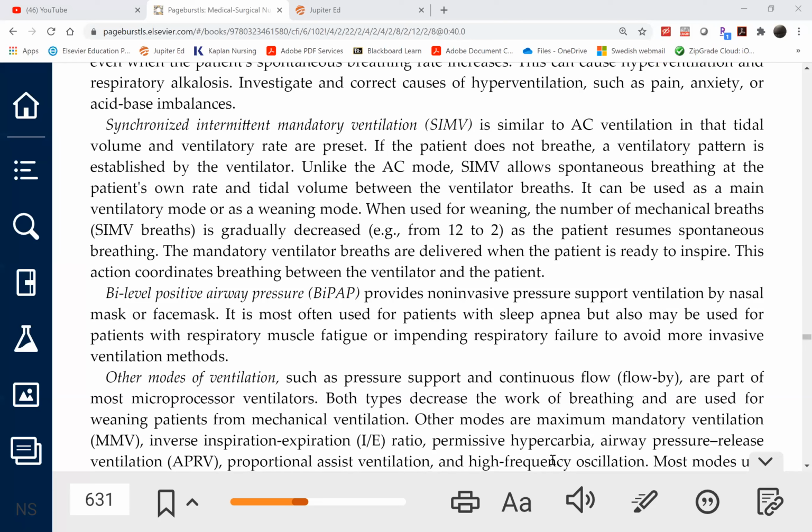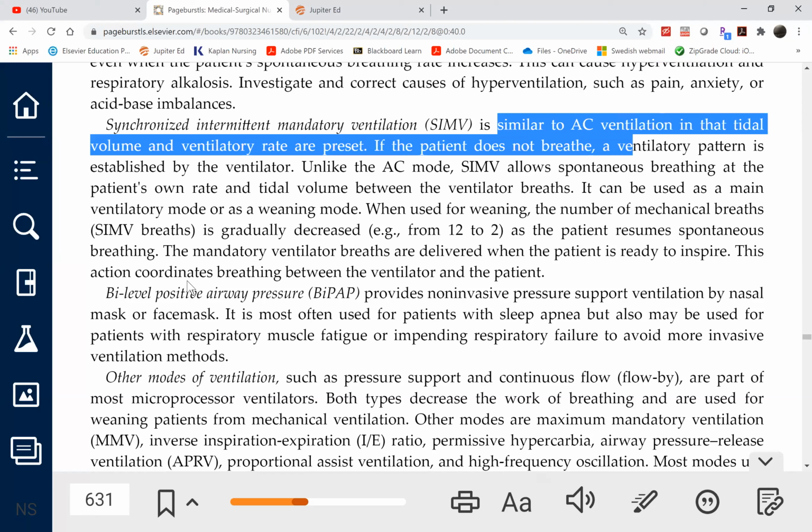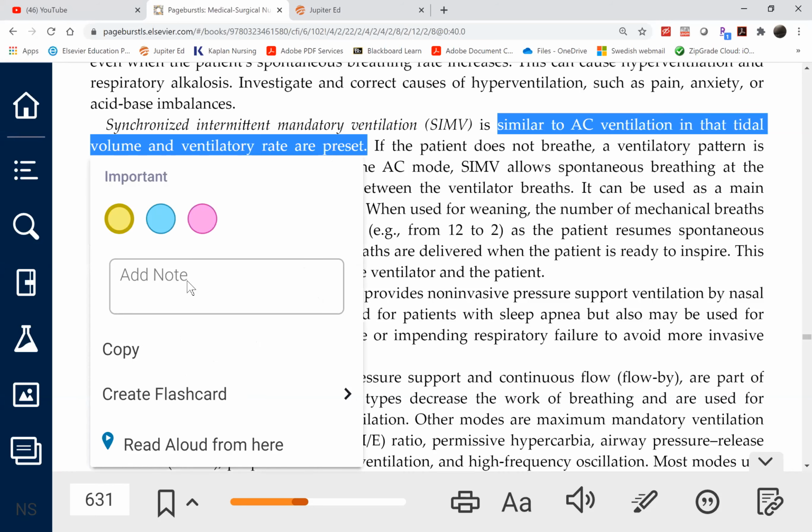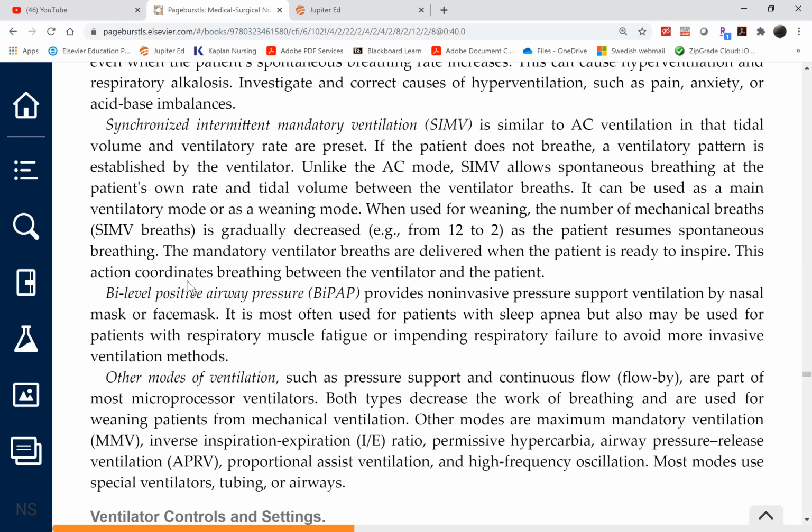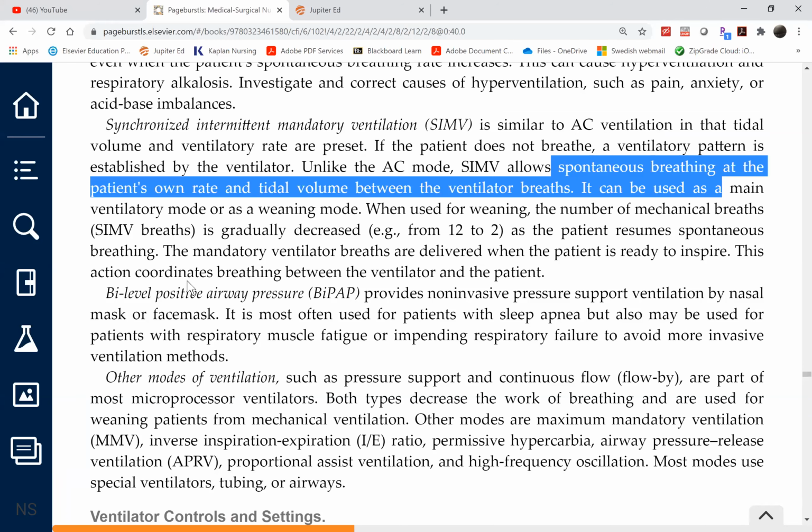Let me illustrate how this works. This mode is used more frequently for weaning. It can also be used as a main vent mode. However, it can be dangerous because, just like the question I asked earlier, what if this patient stops breathing spontaneously? So SIMV is used more if a patient is already starting to be weaned. I've seen them use it as the main vent mode, but it's usually for a better patient.